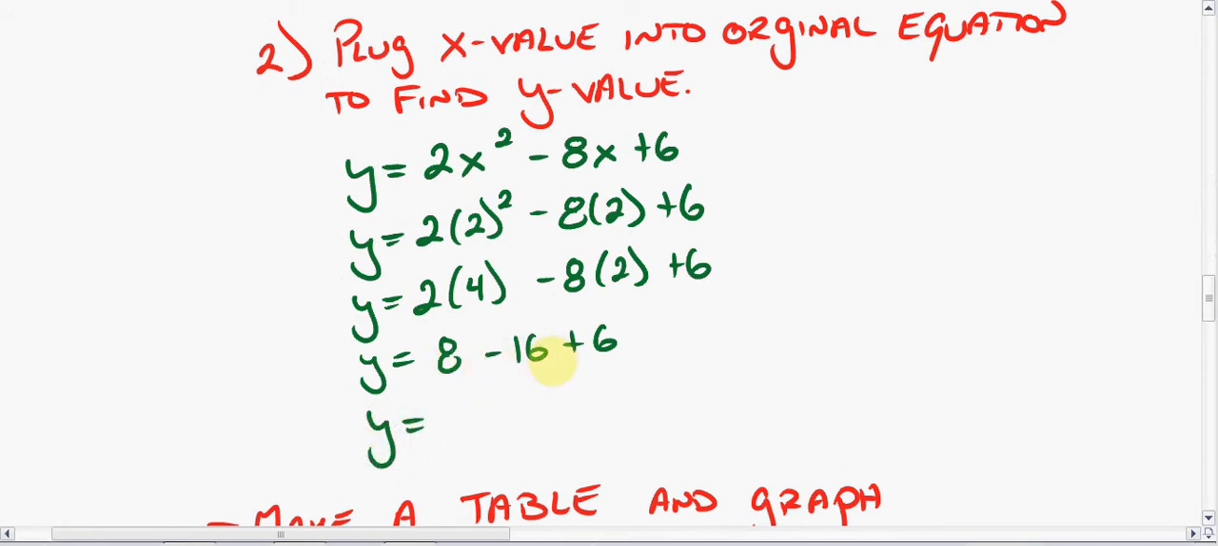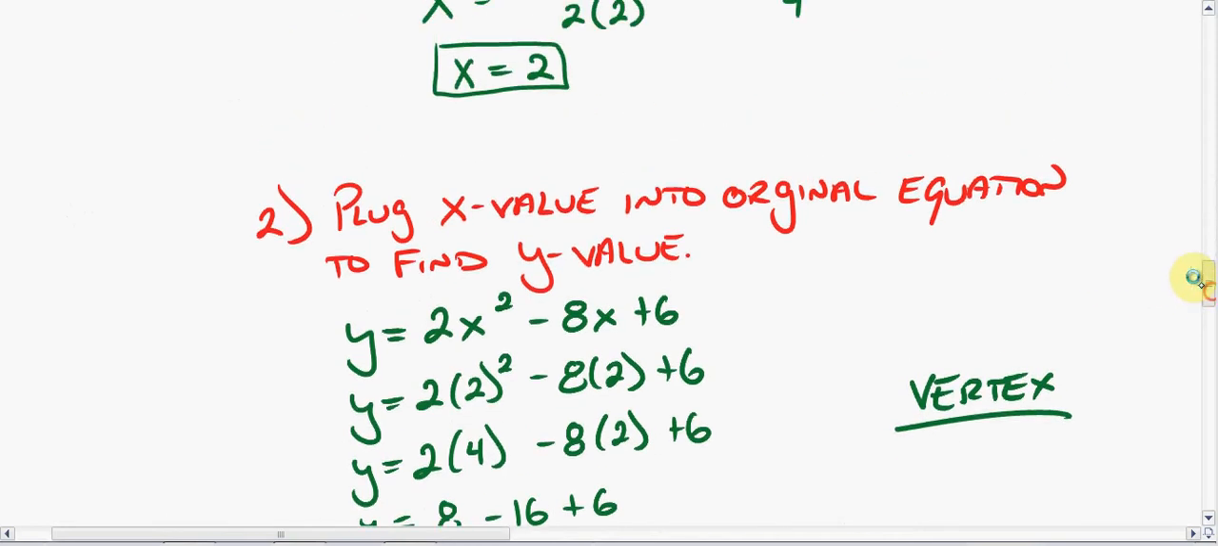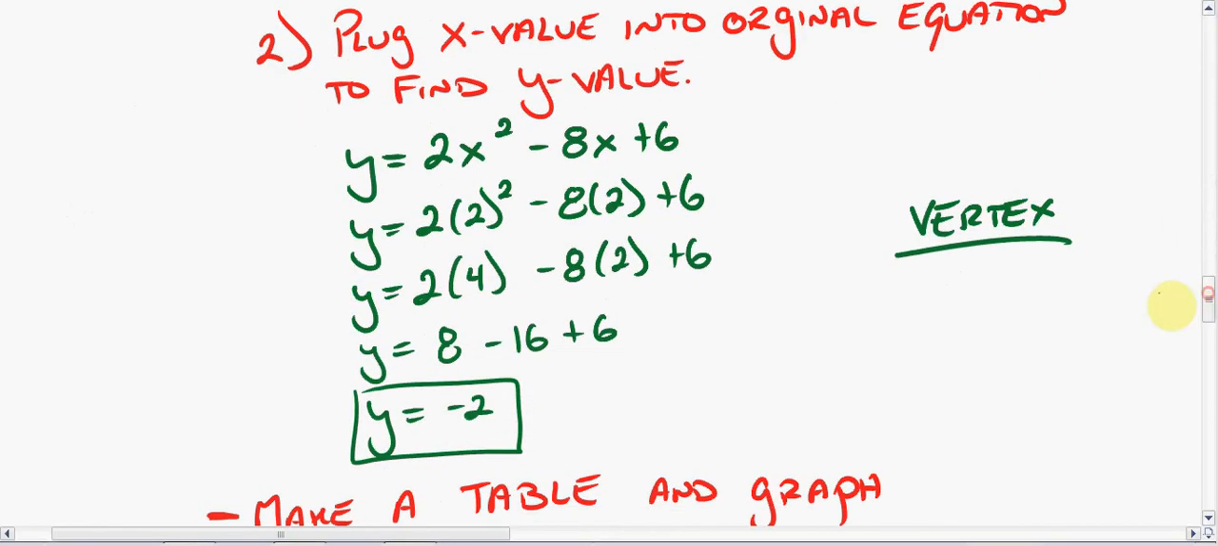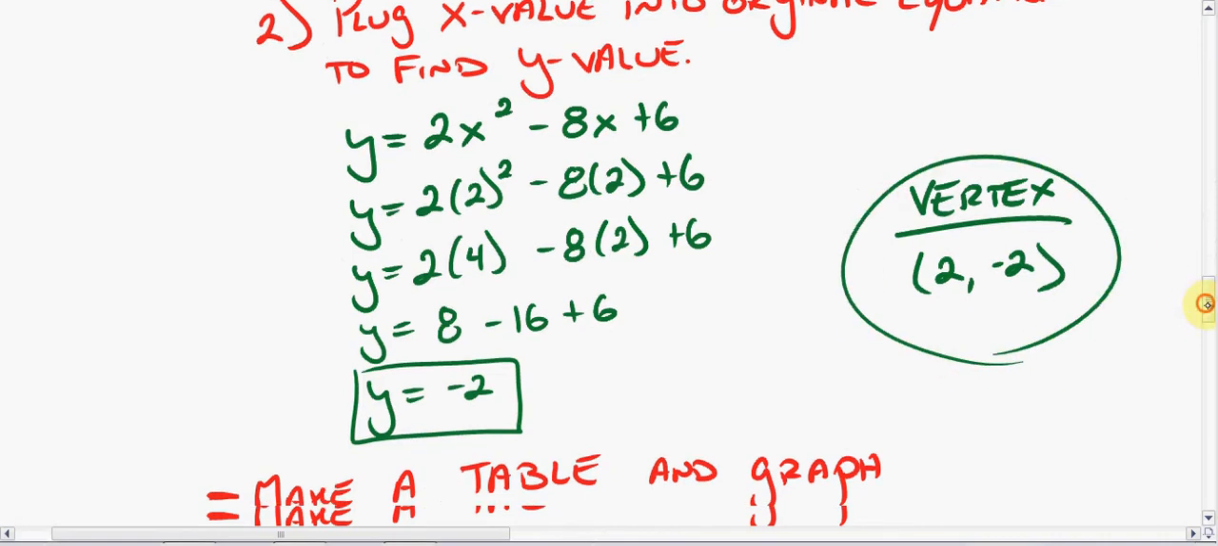8 minus 16 is negative 8. Plus 6 is negative 2. So the y value is negative 2. So I now have the coordinates of my vertex. It's this x value of 2 and this y value of negative 2. Those are the coordinates of my vertex.